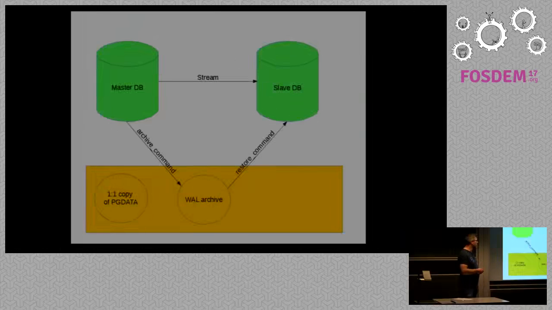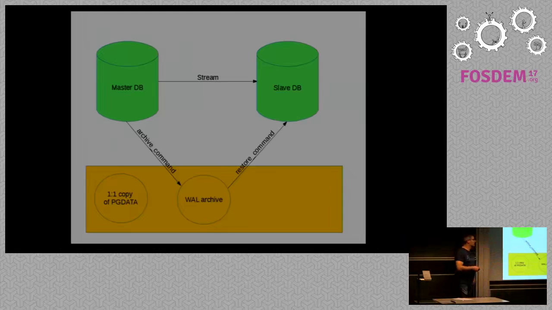So this is basically what you want. Have a master, have at least 1 slave, a stream that's feeding the slave. You have an archive command that will put all your WALs to the WAL archive, and you have a restore command that the slave can still use as a fallback option to get the missing WAL segments from the WAL archive. You should always configure it to be able.